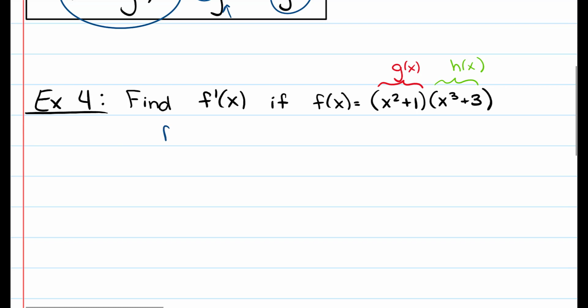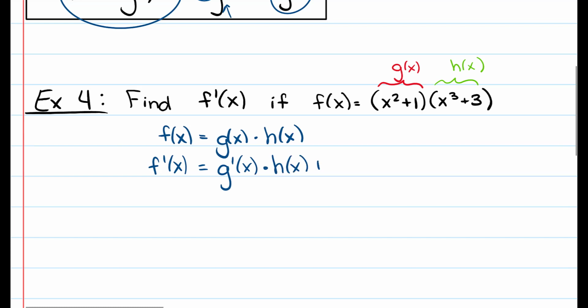So I have f of x is equal to g of x times h of x, which means the derivative, f prime of x, is equal to the derivative of the first, so g prime of x times the second function, plus the first function times the derivative of the second. And so now all we're going to do is replace our pieces. It might help to also color code it to make things a little bit easier.